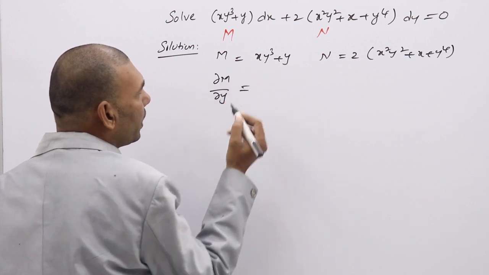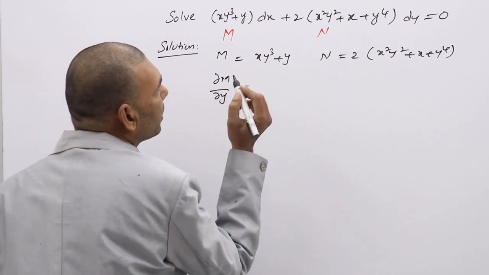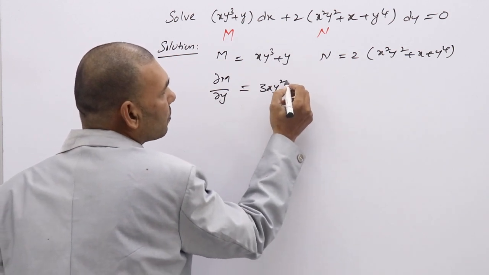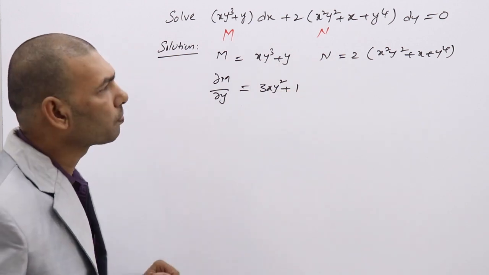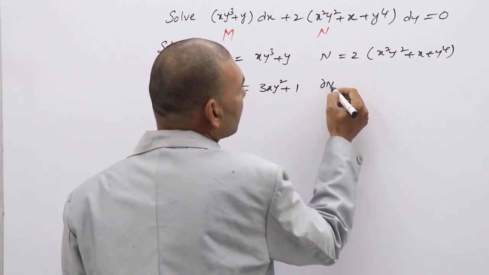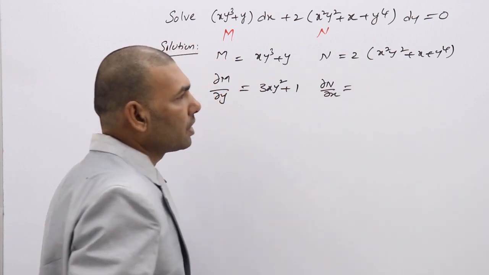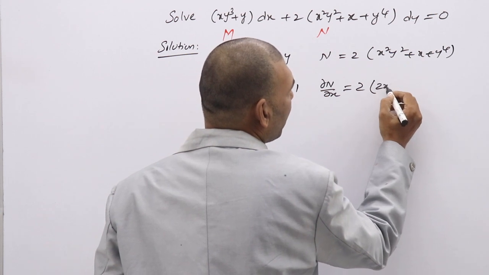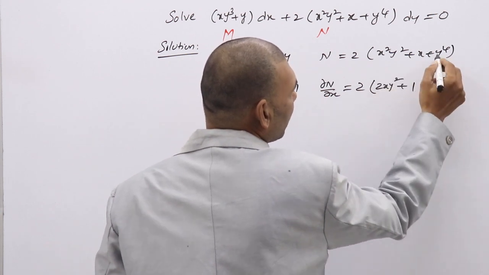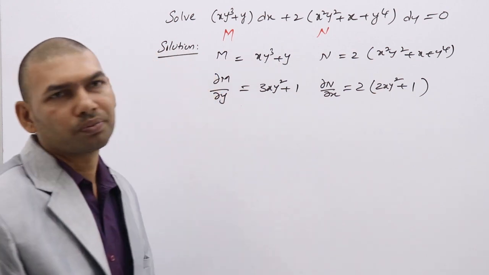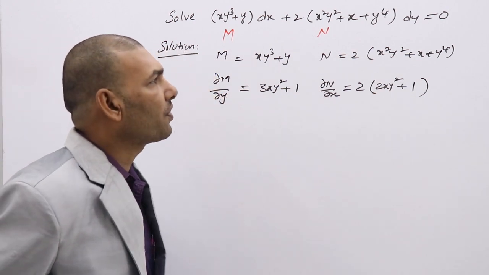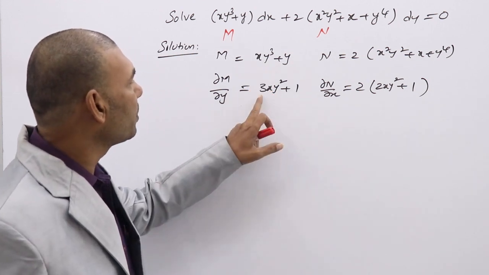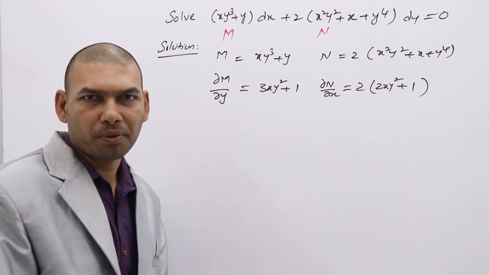Dou M by dou y, differentiate partially with respect to y. Differentiation of y cube is 3y square, so 3xy square, plus differentiation of y is 1. Dou N by dou x, differentiation with respect to x. Differentiation of x square is 2x, so 2xy square, differentiation of x is 1, and y to the power of 4 is constant, 0.